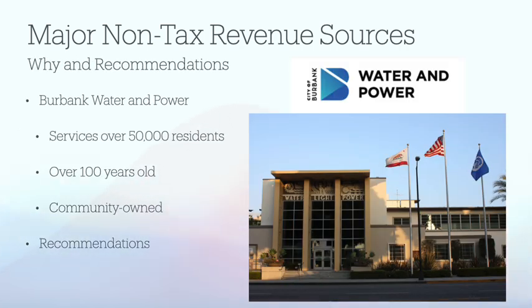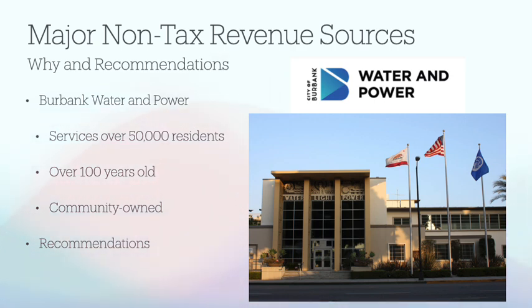And why is that? Well, Burbank owns and operates their own water and power utility system. They service over 50,000 residents, and they've had this system in place for over 100 years. So it's quite an old system, well established and trusted by the community. And it is community owned because it's not privatized, it's not owned by a private company.